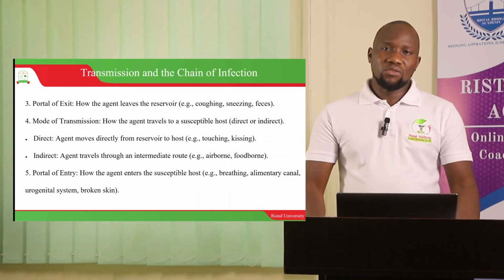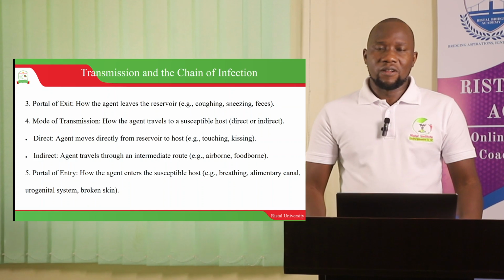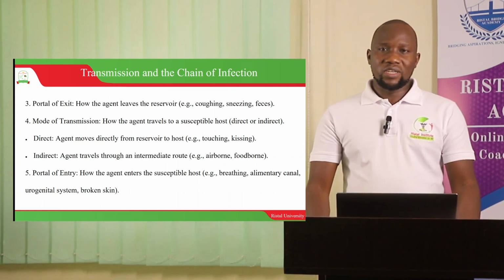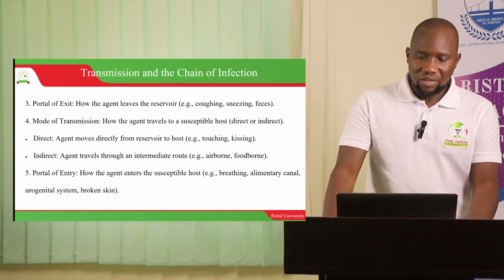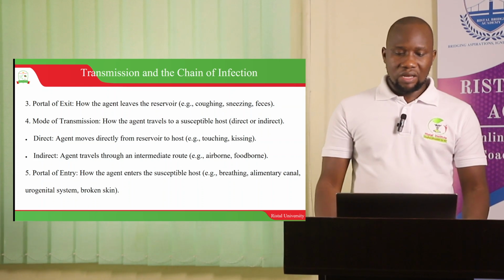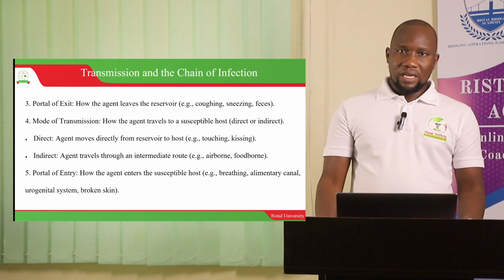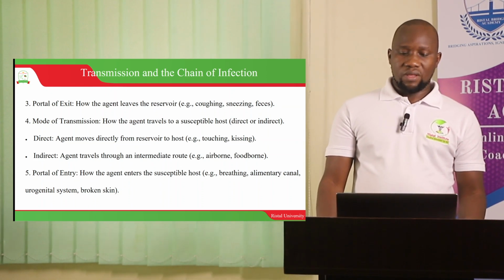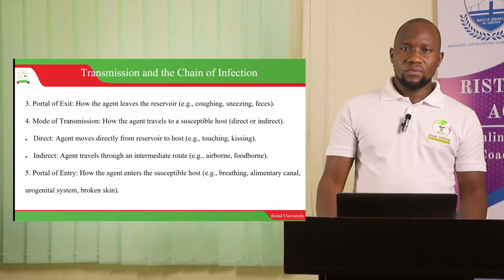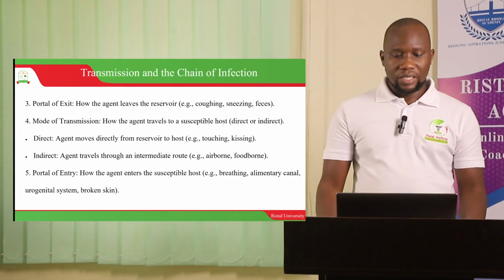And then the transmission from one person to the other happens through either direct means of transmission or the indirect means of transmission. So the direct ones can include kissing, can include touching, can include sexual contact, or coming into contact with the mixing of blood and body fluids.